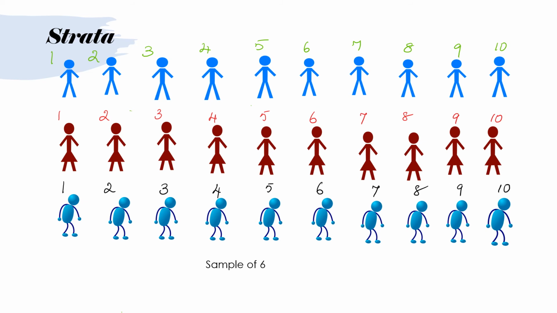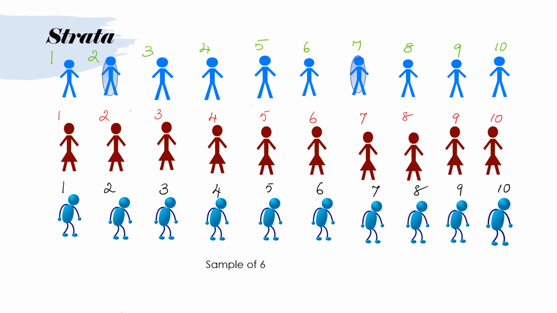So the first subgroup has all the male members, I have got 10 male members. The second subgroup has 10 female and the third has 10 elderly people. And using a line or a table, we can pick 2 members from the male, 2 from the female, and 2 from the old people.